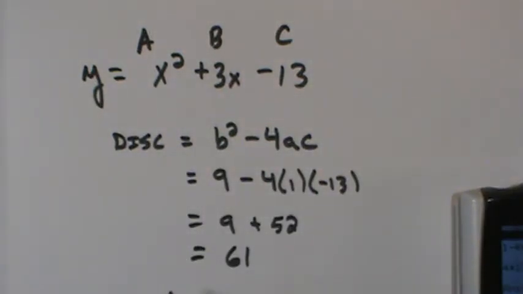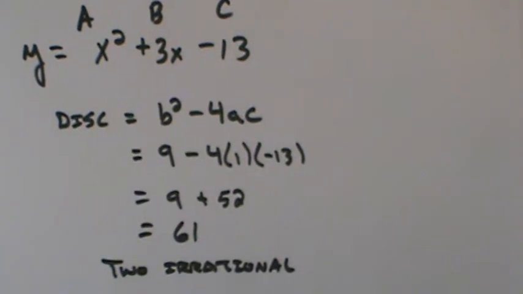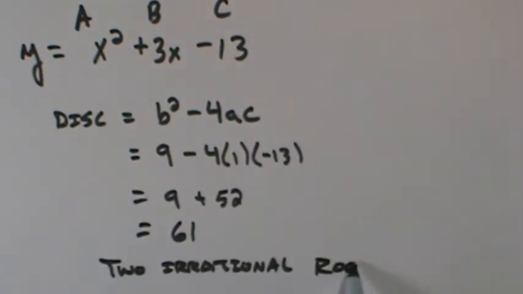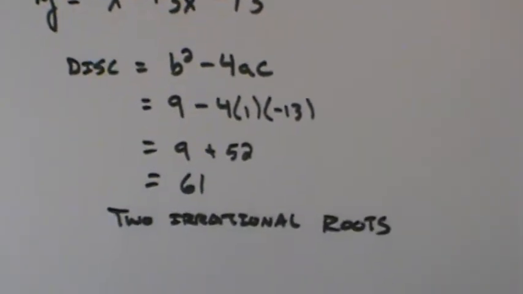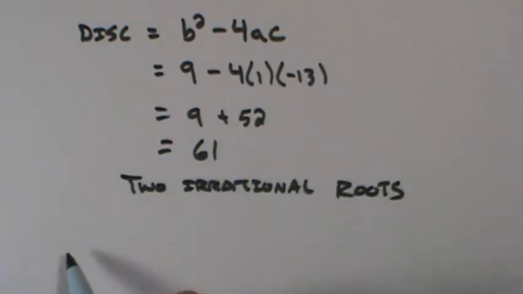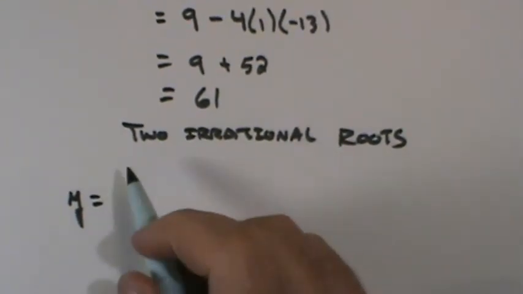And that's all you would write is two irrational solutions or roots. Roots and solutions are synonymous. They're interchangeable. Let's do one more of these here. Let's say I had y equal, actually I'm going to do two more of these.